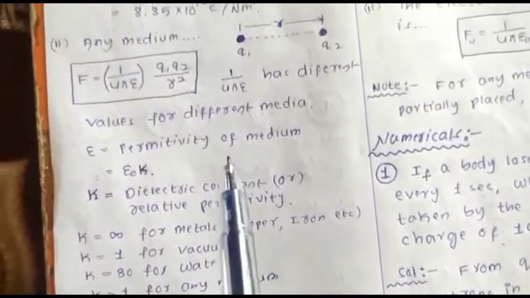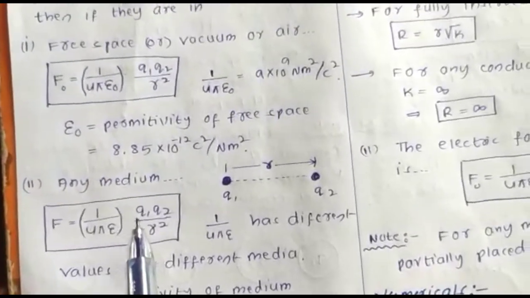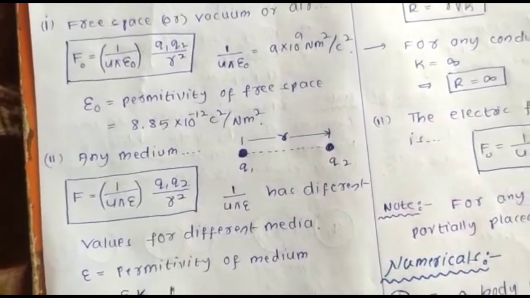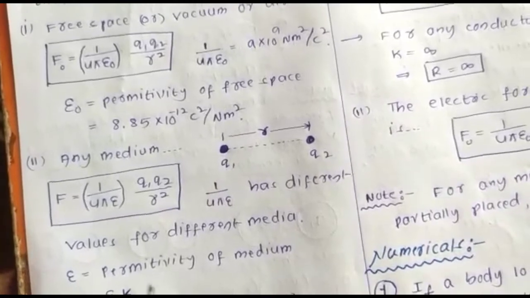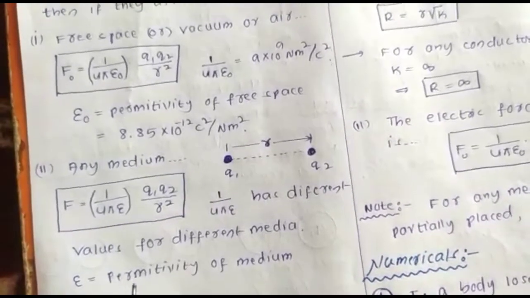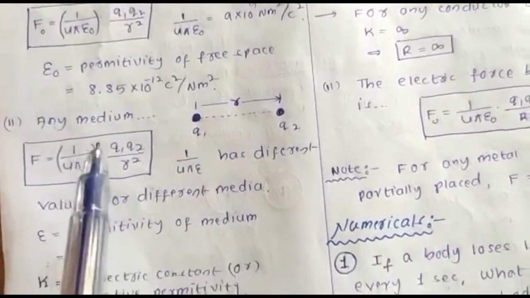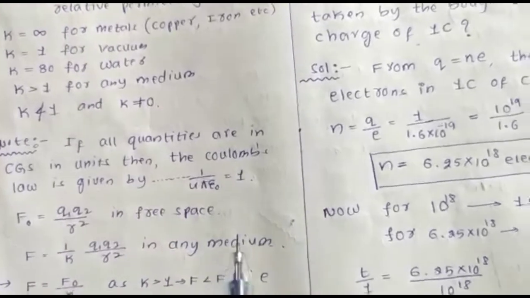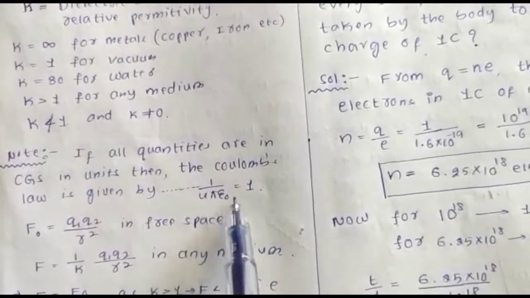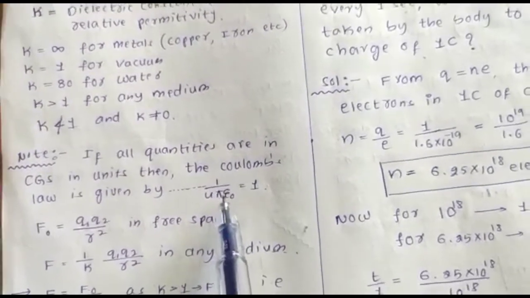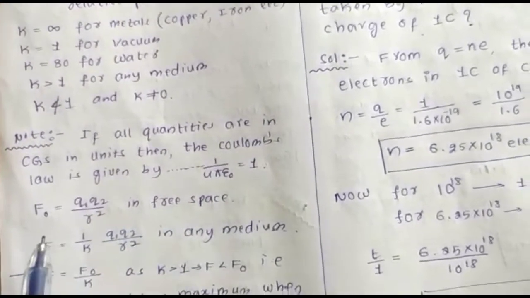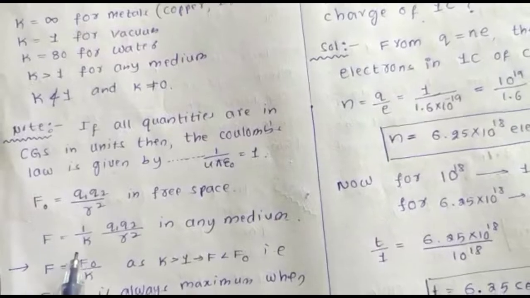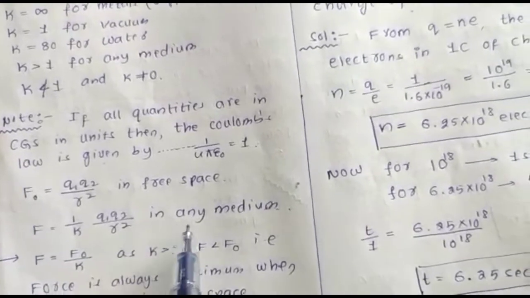Now these formulas, F naught equals 1 by 4 pi epsilon naught Q1 Q2 by r square and F equals 1 by 4 pi epsilon Q1 Q2 by r square, are valid when the SI system is used. That means charges, distance and force must be expressed only in SI units. But whenever the distances and charges are expressed in CGS units, just substitute 1 by 4 pi epsilon naught equal to 1, which is its value in CGS units. Therefore the force in free space becomes F naught equals Q1 Q2 by r square, and F equals 1 by K Q1 Q2 by r square in any medium.